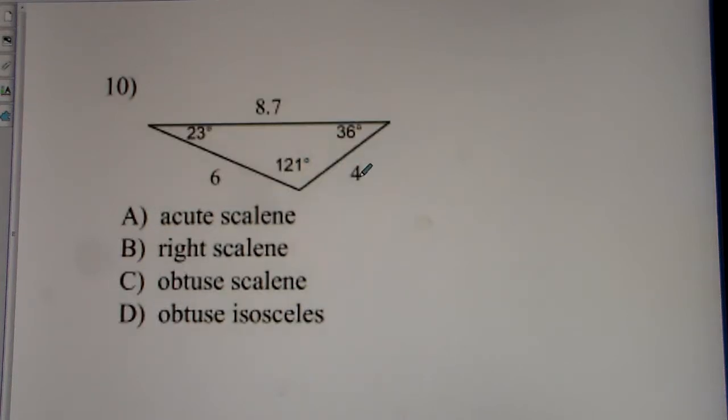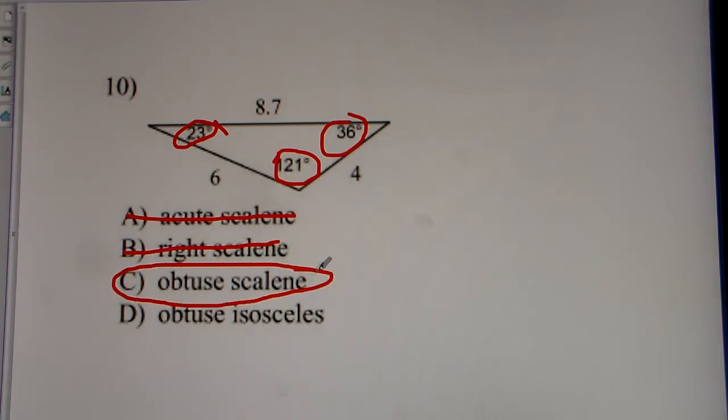Number 10, we look at the inside angles. We have 36, 23, 121. Since we have one angle that's bigger than 90 degrees, that means we have an obtuse triangle. So anytime a triangle has an angle that's bigger than 90 degrees, just one, we have an obtuse triangle. Now we have 1, 2, 3 different side lengths. Since there's 3 different side lengths, it's going to be a scalene triangle. So number 10 is C.